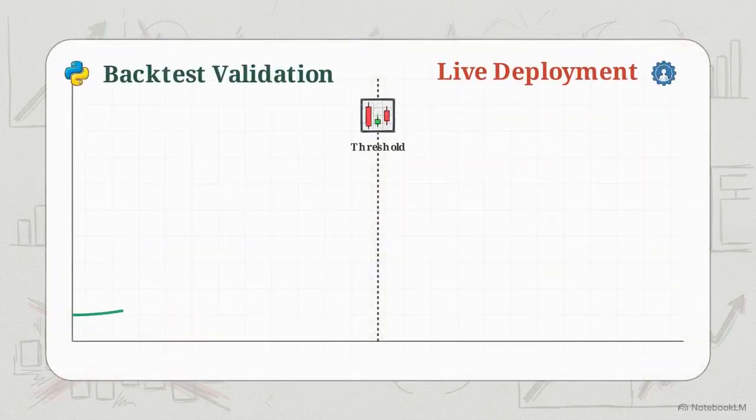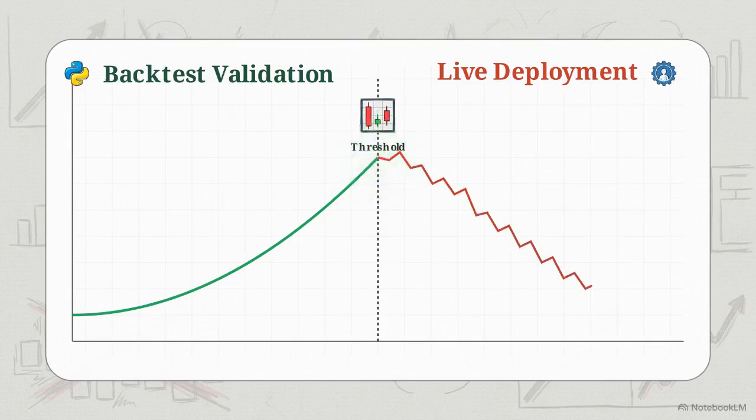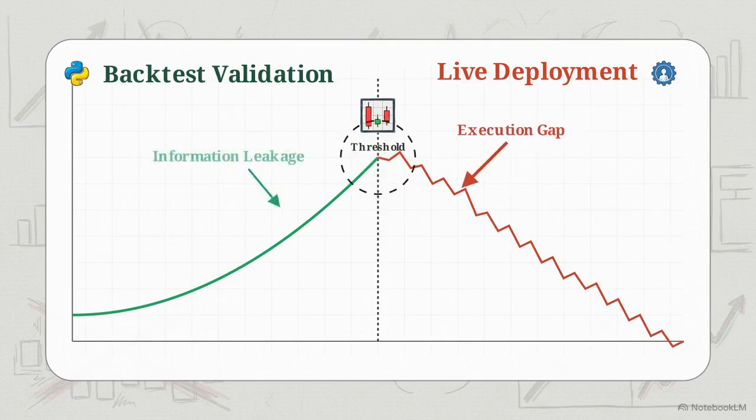On the left, we see a smooth, compounding 45-degree equity curve during backtest validation. Cross into live deployment, and the curve collapses into a steep decline. The breakdown happens at the threshold between historical validation and real-world execution.